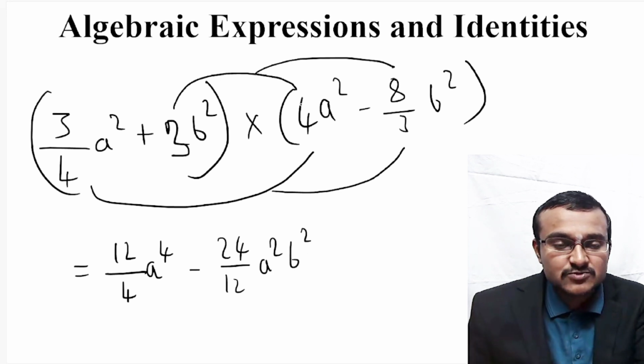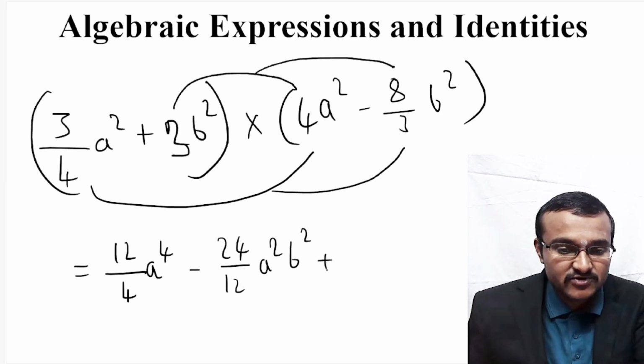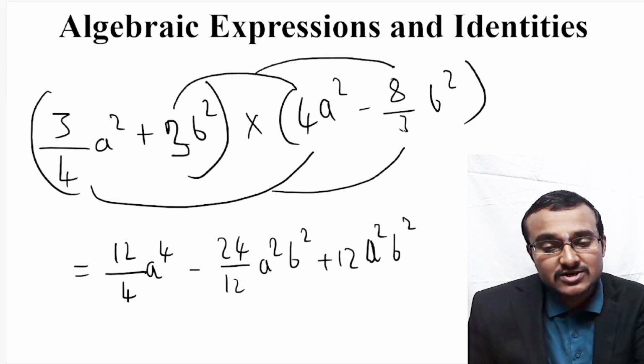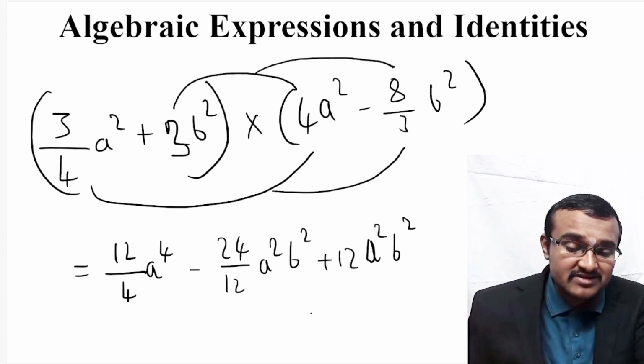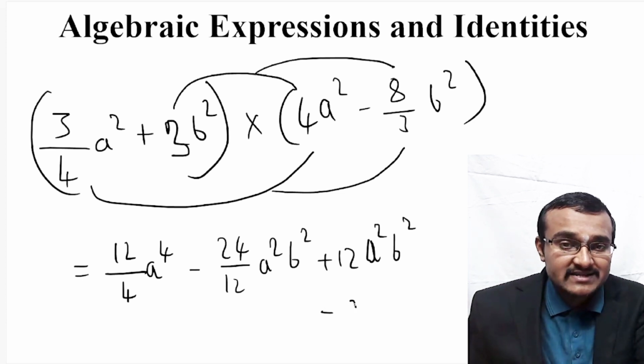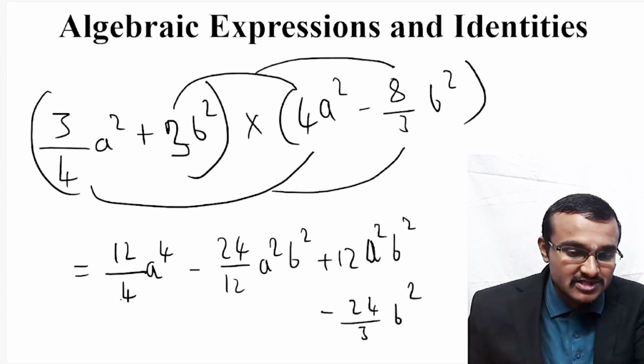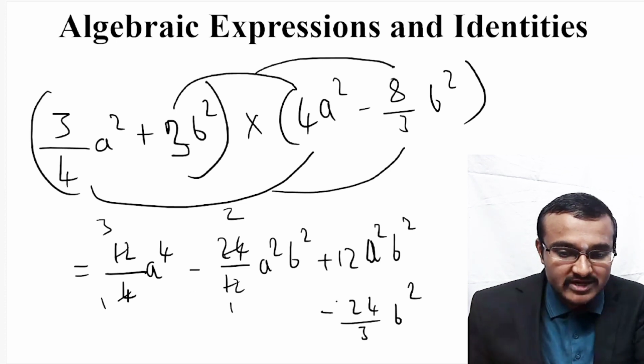So again you should perform multiplication between 3b square and 4a square. So plus 3 into plus 4 will be plus 12, b square into a square will be b square a square, or you can write it as a square b square as well. So 3b square into minus 8 by 3 b square will be 3 by 1 into minus 8 by 3. So minus 3 into 8, 8 threes are 24, divided by 1 into 3, which will be 3, b square. Now when you solve this fraction, 4 ones are 4, 3 fours are 12, 12 ones are 12, 2 twelves are 24. Here also 3 ones are 3, 8 threes are 24.